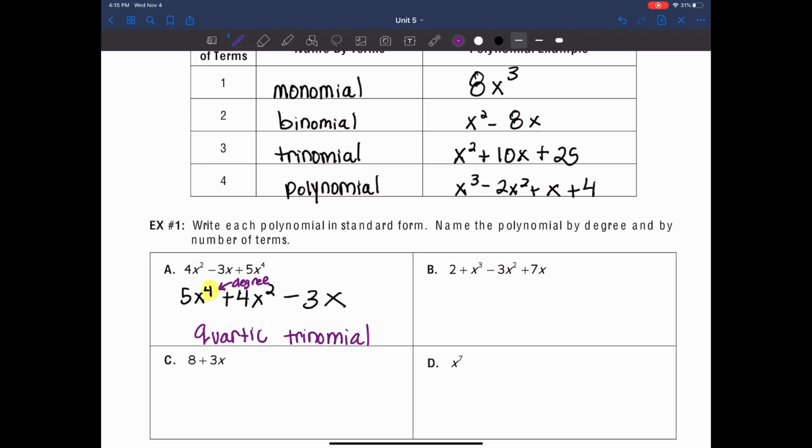Okay, it has a degree of 4, and it has 3 terms, making it a quartic trinomial. Let's look at part B. We have 2 plus x cubed minus 3x squared plus 7x. Let's go ahead and write this in standard form first.